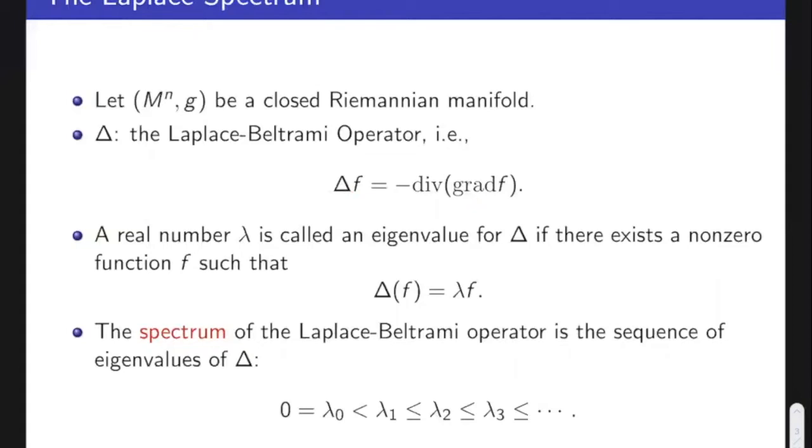A real number lambda is called an eigenvalue for this operator if you can find a non-zero function f such that Δf is equal to λf. The collection of these eigenvalues is called the spectrum of the Laplace operator. And since we have a closed Riemannian manifold here, the Laplace spectrum can be expressed in this way. Okay. Any questions?